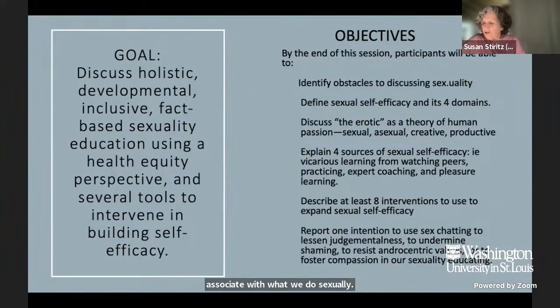The goal of this session is to discuss personal sex education that is holistic, developmental, inclusive, fact-based, fair, and a few tools to use as interventions. So by the end, these are our objectives. By the end of this session, attendees will be able to identify personal obstacles to discussing sex, define sexual self-efficacy in its four domains, power, pleasure, protection, and intimacy, discuss the erotic as a theory of human passion, asexual and sexual, describe 4 sources of sexual self-efficacy, vicarious success from watching peers, practicing skills observed, expert coaching, and pleasure while learning, and describe at least 8 interventions to use to expand sexual self-efficacy. Also, to report 1 intention to lessen judgment, to undermine shaming, to resist androcentric values, to foster compassion in our sexuality educating.